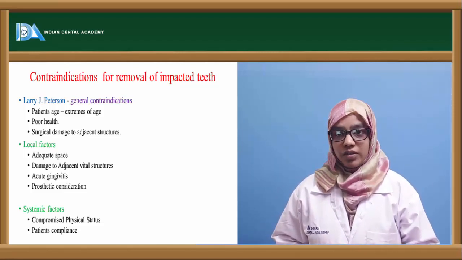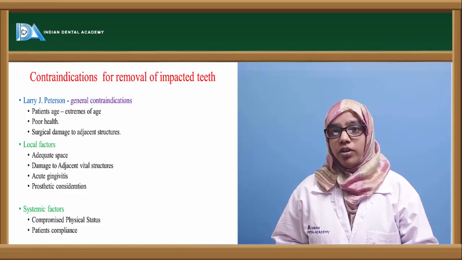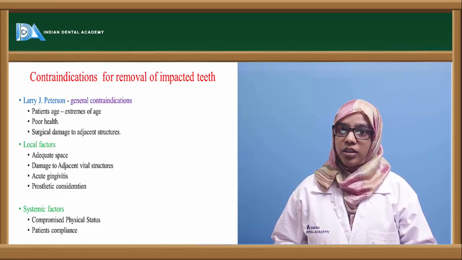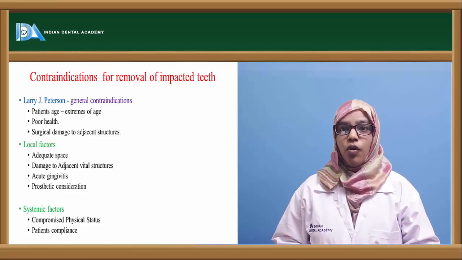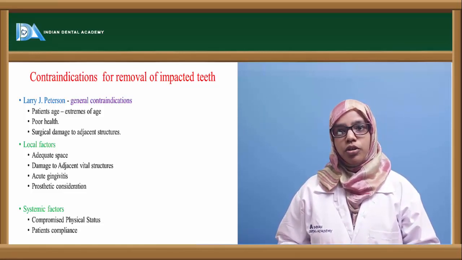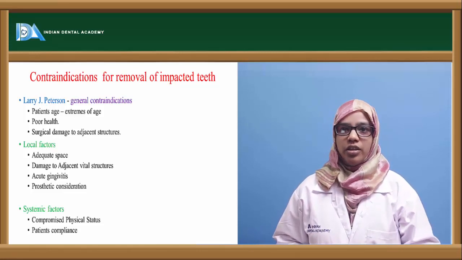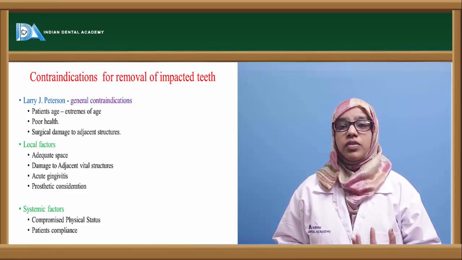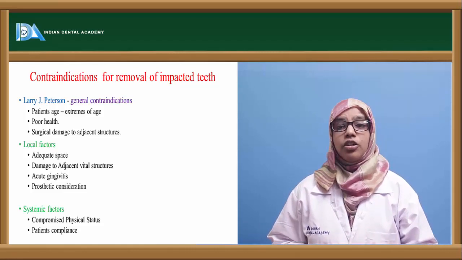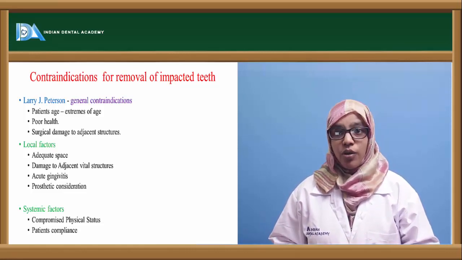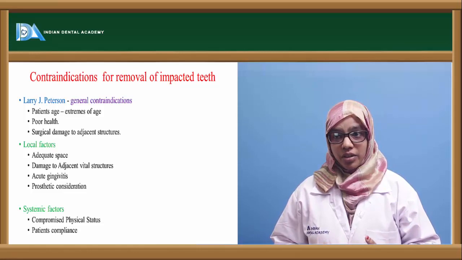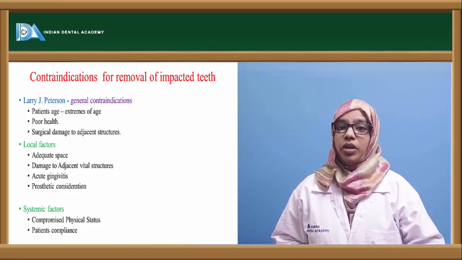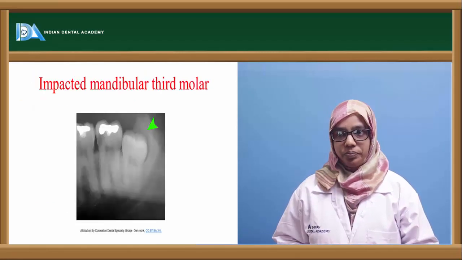And for prosthetic consideration, wherein the second molar is missing and you have a first molar, you can bring the third molar into the occlusion, or with the help of the third molar you can make a bridge and fill that gap. In case of systemic conditions, that is, if the patient's physical state is compromised, such as uncontrolled diabetes and hypertension, or the patient is on anticoagulant therapy, in that case we could defer the surgical extraction, or if the patient compliance is not good.